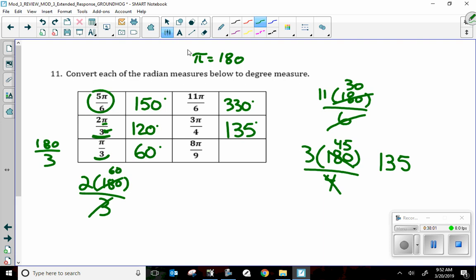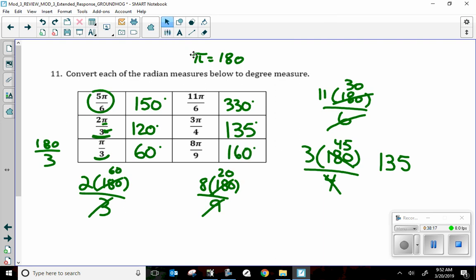And last but not least, 8 pi over 9. 8 times pi, pi is 180, over 9. 9 goes into 180 20 times. 8 times 20 is 160. There you go. It doesn't get much simpler than that.